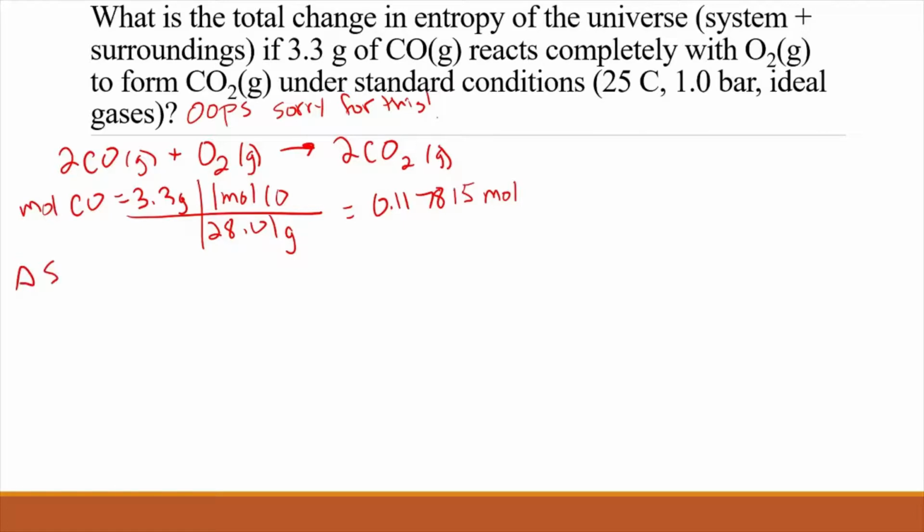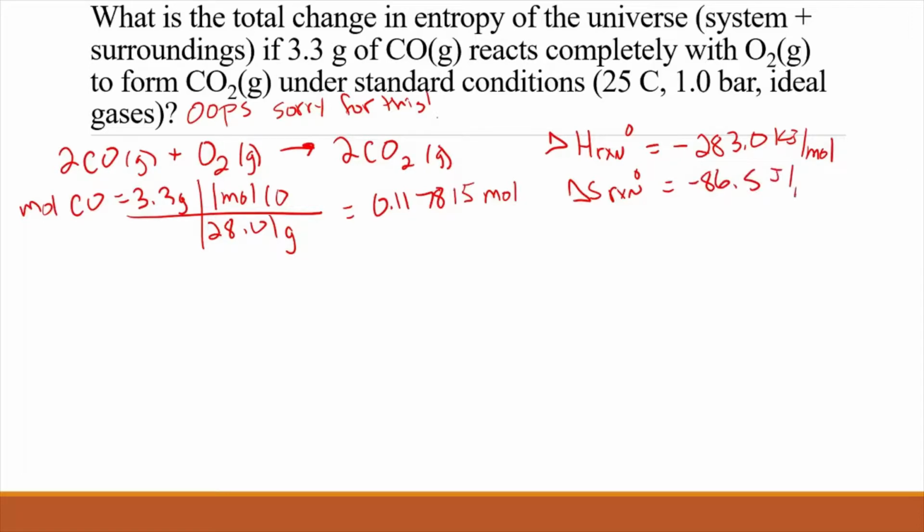So then delta S standard for this reaction, actually I'm going to write these at the top so there's more room. You can look up these values, and I'm just going to give them to you, and that'll basically be the biggest bit of information you need. Delta H for the reaction is negative 283.0 kilojoules per mole. And delta S for the reaction is equal to negative 86.5 joules per mole Kelvin. You can always calculate this since you have the balanced reaction, but I'm just giving these to you to hopefully make your lives a little easier.